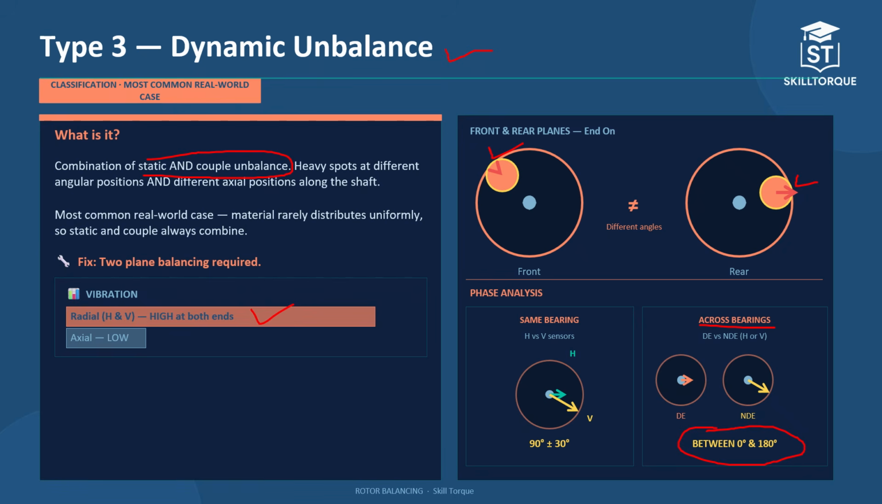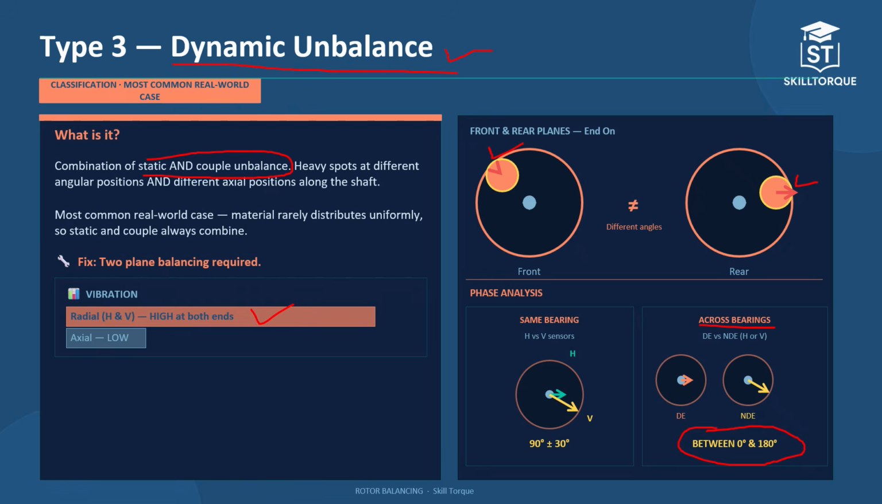It depends on whether the rotor has more couple unbalance or more static unbalance. It depends, because the rotor has weight at different areas. So we don't know, it depends on that. Somewhere in between you will be seeing it, so it's a kind of, most real-world unbalance causes are dynamic. Normally whenever you go in the field, you will find that more than 90% of rotors have dynamic unbalance.